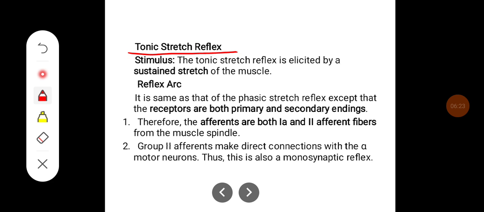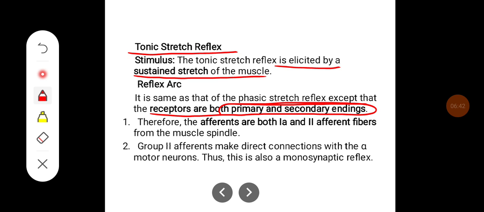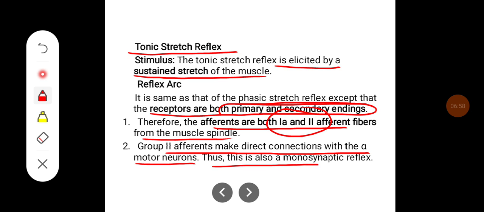Coming to the tonic stretch reflex. In the tonic stretch reflex, the reflex is elicited by sustained stretch of the muscle, where the reflex arc is the same as that of a phasic reflex, except that the receptors are both primary and secondary endings. Therefore, the afferents are both IA and II afferent fibers from the muscle spindle. Group II afferents make direct connections with alpha motor neurons, and thus this is also a monosynaptic reflex.